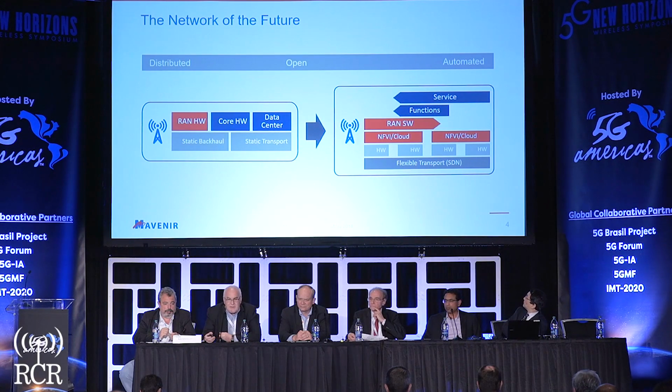So, what does the network of the future look like? Today, you've got this distributed hardware, core hardware, data center, static backhaul, and it's really moving towards service functions, RAN software, NFVI cloud-based architecture, as we heard from Ericsson, and flexible transport systems with SDN. So we're moving into a very, very software-centric ecosystem.